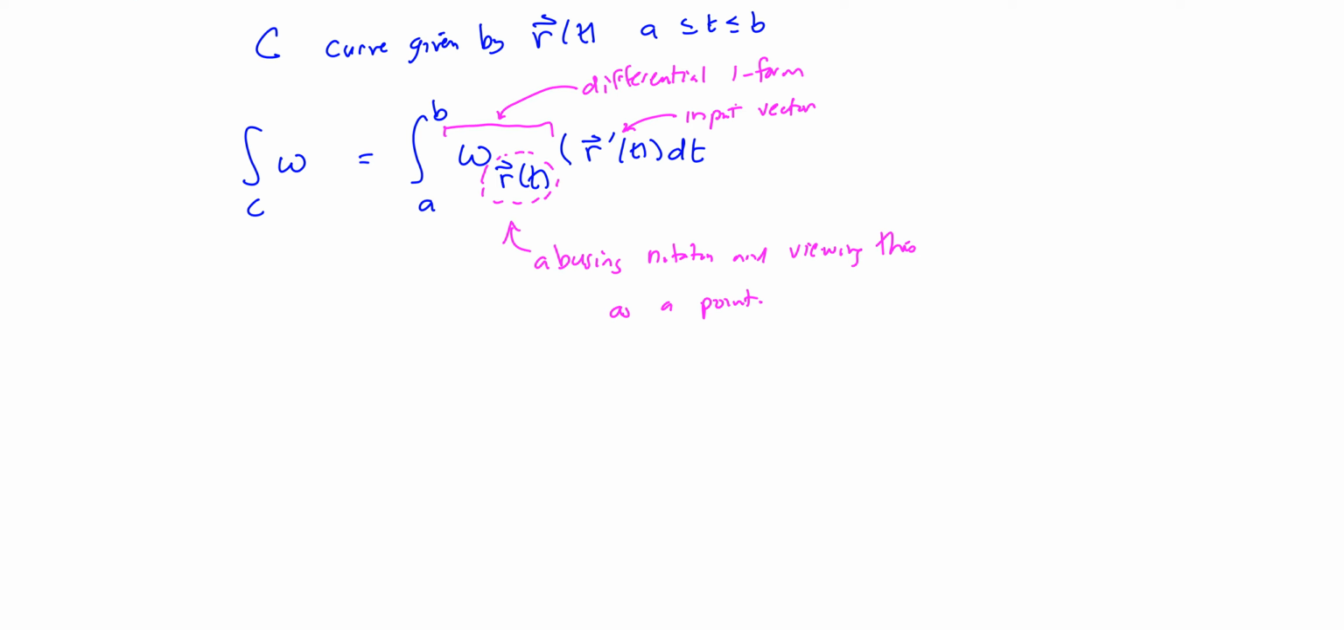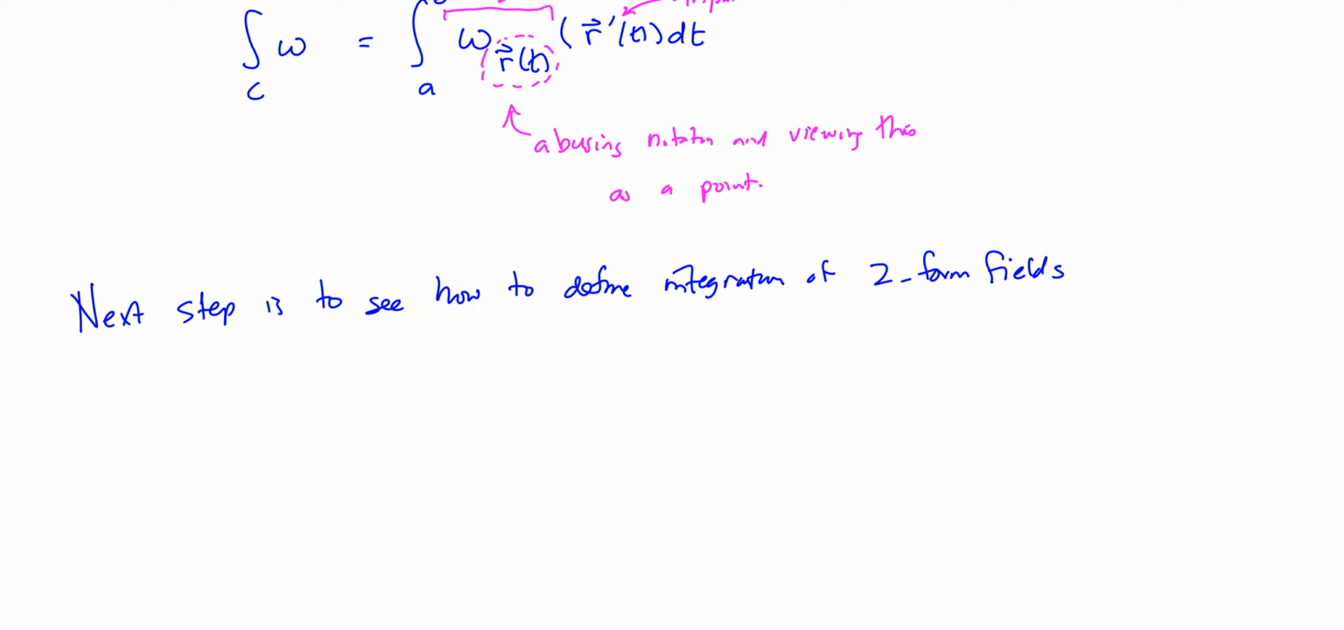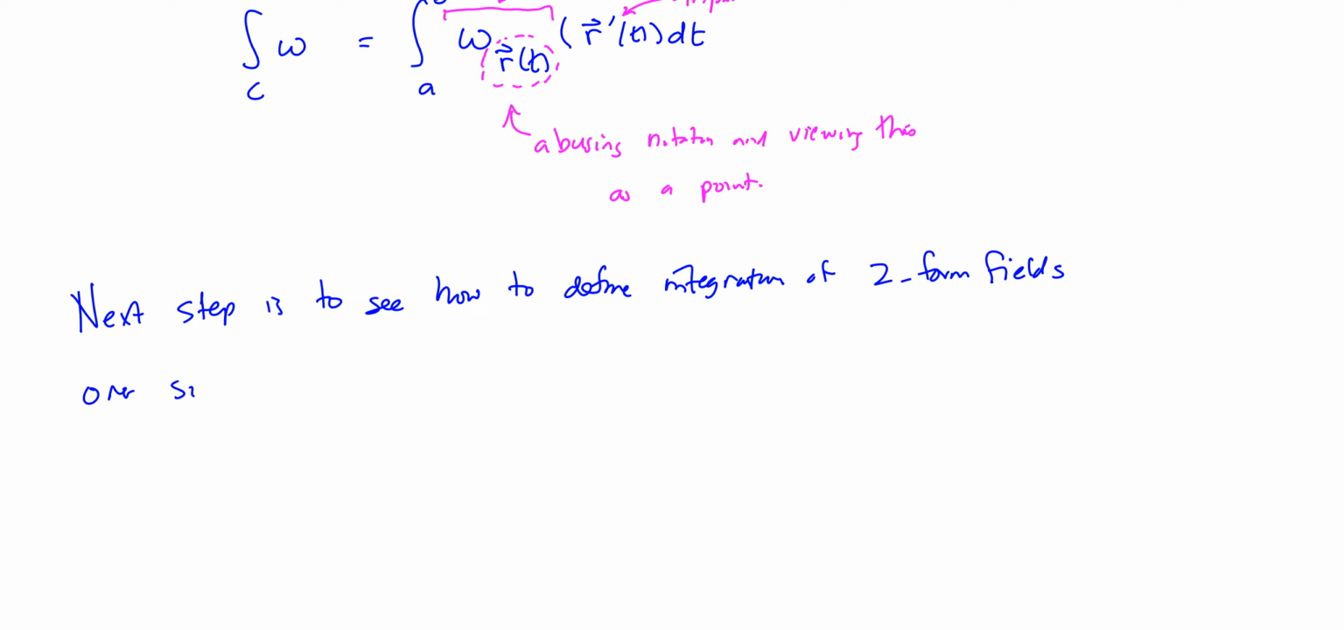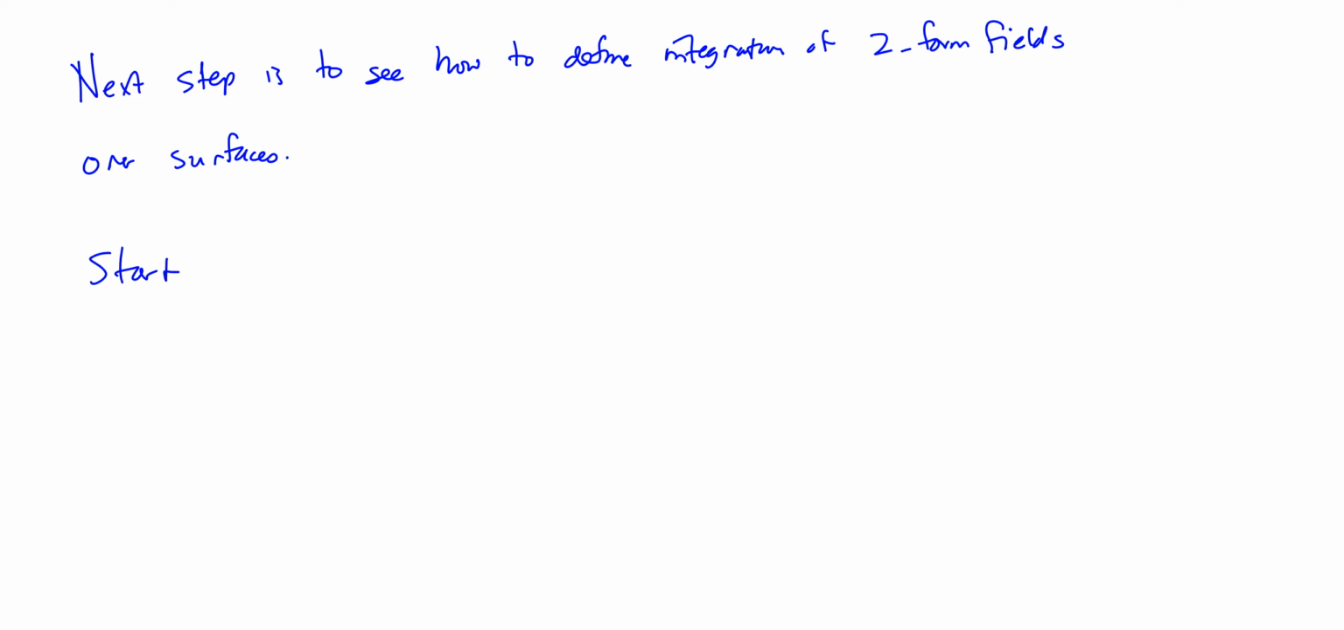So our next step is to look at integrating 2 forms. And remember 2 forms, so 2 form fields here. In 2 form fields, remember our 2 forms gave us area, so we're going to want to integrate these over surfaces. So let's go ahead and take an easy case of this to start. So let's start just in R2.